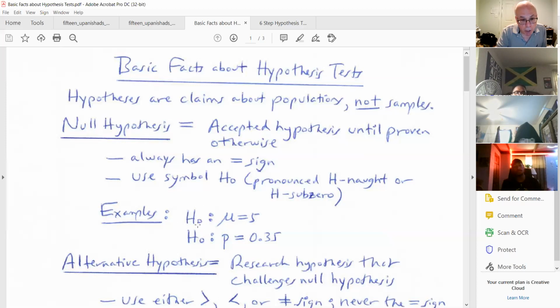Mu is equal to 5 is one example. The population mean is equal to 5. Another example would be H0 colon P, which is, of course, the population proportion, is equal to 0.35. This is the very important thing: we always use population parameters in hypothesis tests. If it's a mean, we use the Greek letter mu. If it's a proportion, we use the P for population proportion.